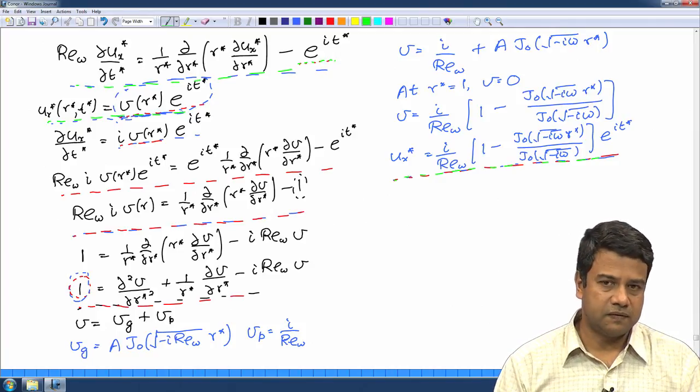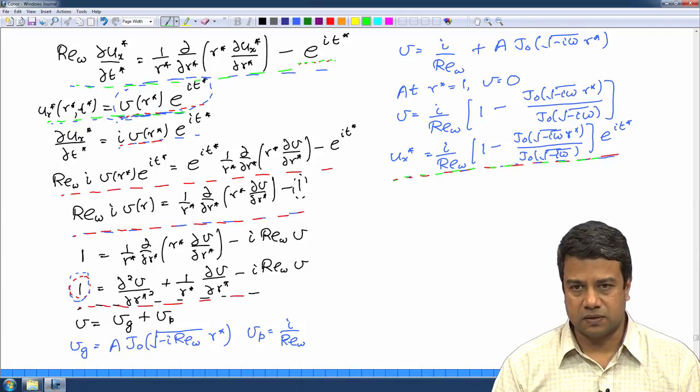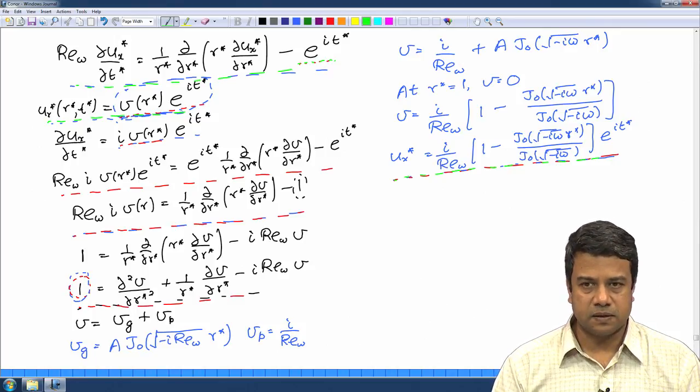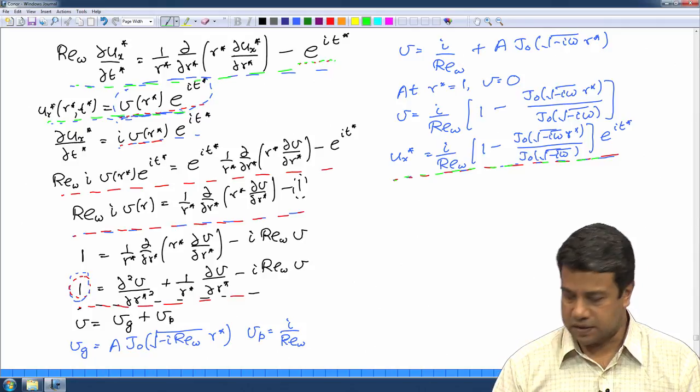We do not learn very much physically from this analytical solution. So, we went back and tried to look at what the solutions are in the limiting cases when viscous forces are dominant and when inertial forces are dominant.